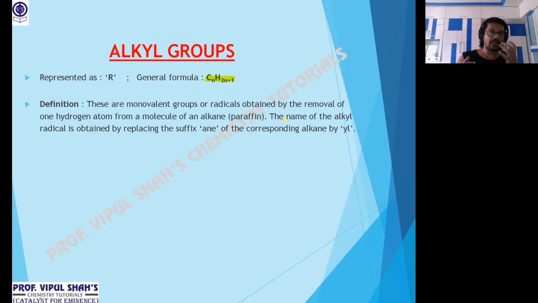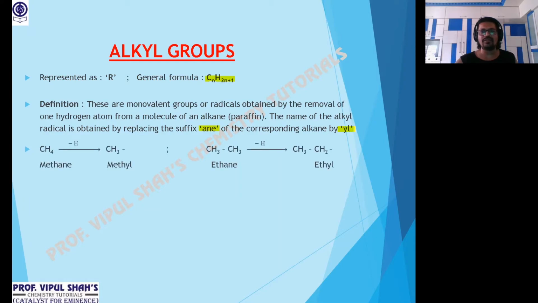So methane. If I replace one H, it becomes CH3 with one valency short. Replace ANE by the word YL. Methane becomes methyl. The suffix ANE is replaced with the word YL. We'll talk with examples. Have a look at this. Methane, if I remove one H, then I get CH3 with one valency short. That's methyl. Same way ethane, CH3CH3.